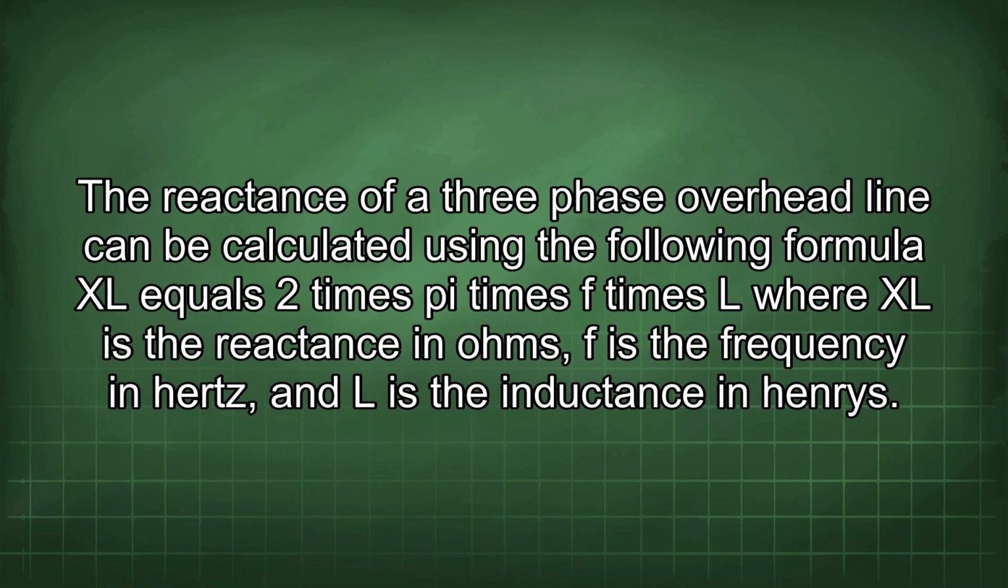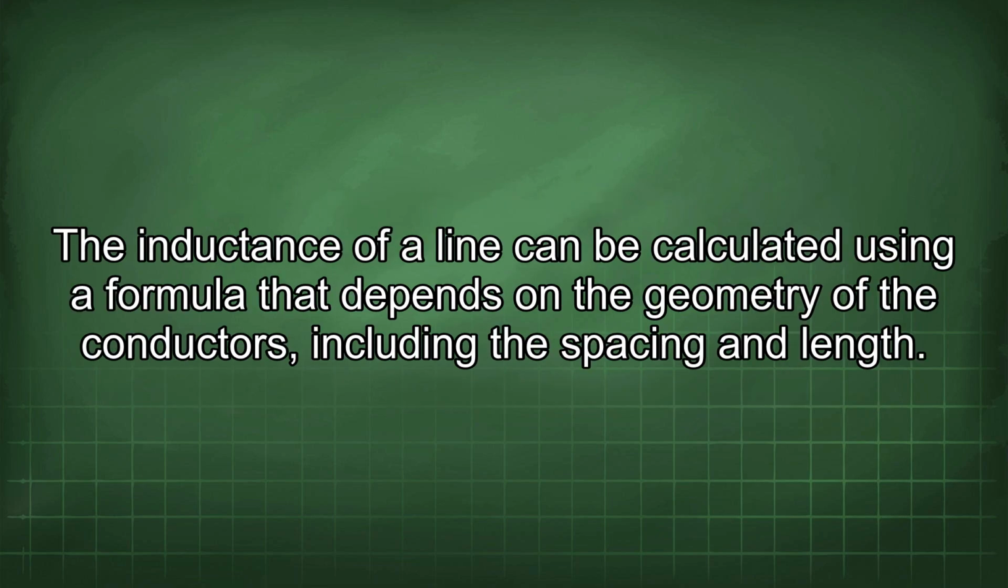The reactance of a three-phase overhead line can be calculated using the following formula: XL equals 2 times pi times F times L, where XL is the reactance in ohms, F is the frequency in hertz, and L is the inductance in henries. The inductance of a line can be calculated using a formula that depends on the geometry of the conductors, including the spacing and length.